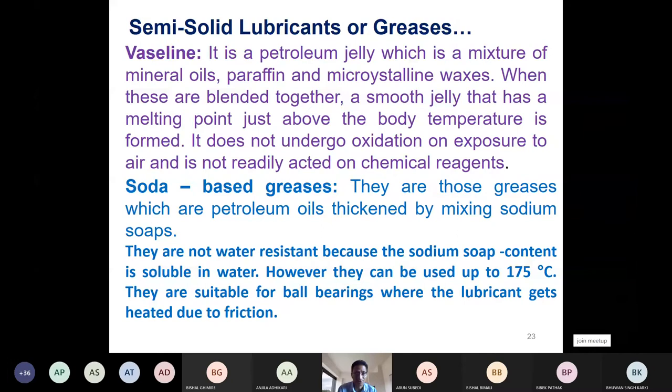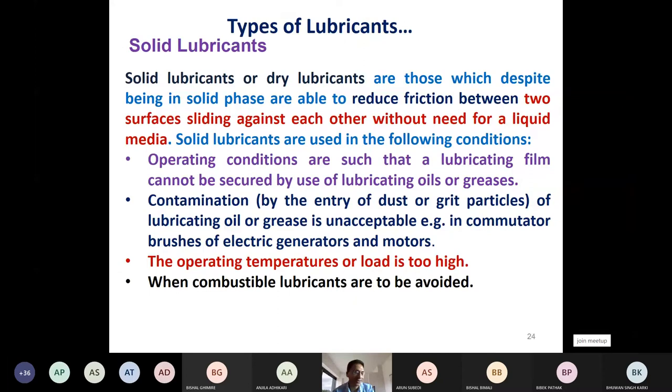And next is the solid lubricant. I think you are not familiar with solid lubricants, so we have to study them. Solid lubricants, or dry lubricants, are those which, despite being in solid phase, are able to reduce friction between two surfaces sliding against each other without the need of a liquid medium.